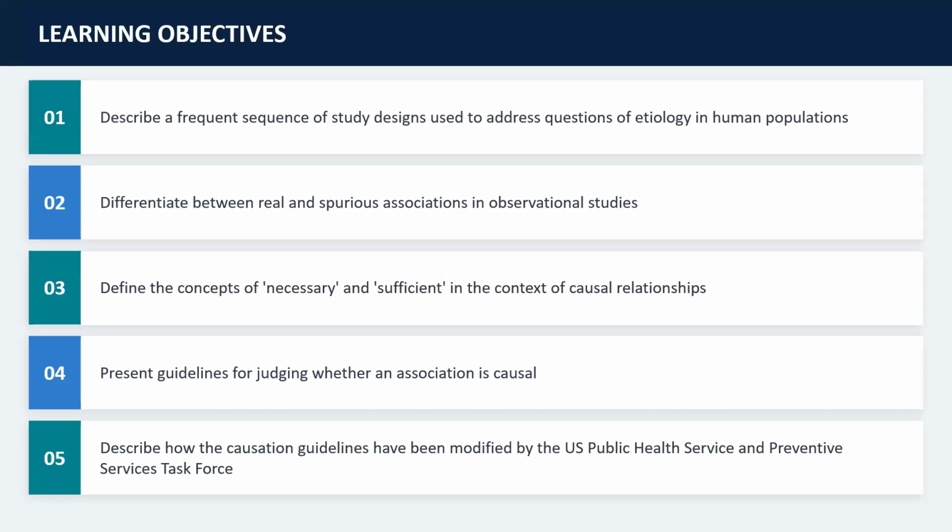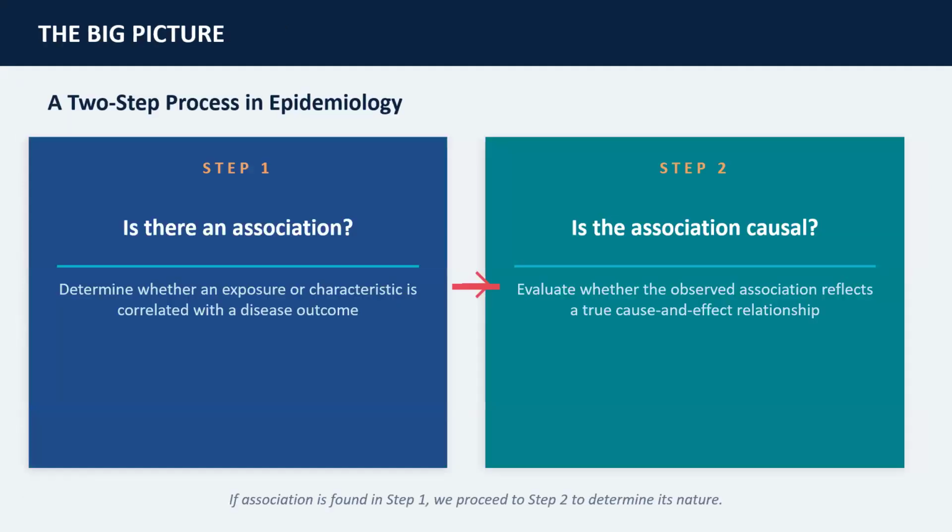At the end of this presentation, participants will be able to describe a frequent sequence of study designs used to address questions of ecology in human populations, differentiate between real and spurious association in observational study, define the concept of necessary and sufficient in the context of causal relationship, present guidelines regarding association, and describe how the association-causation guidelines have been modified by the U.S. Public Health Service and Preventive Services Task Force.